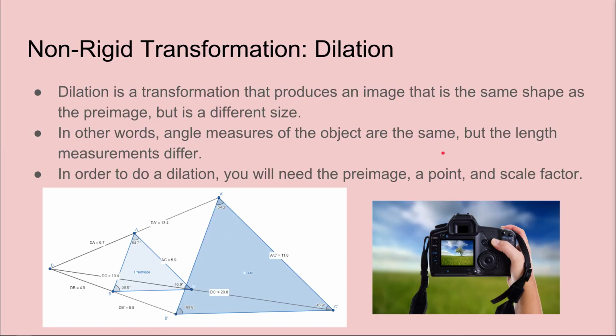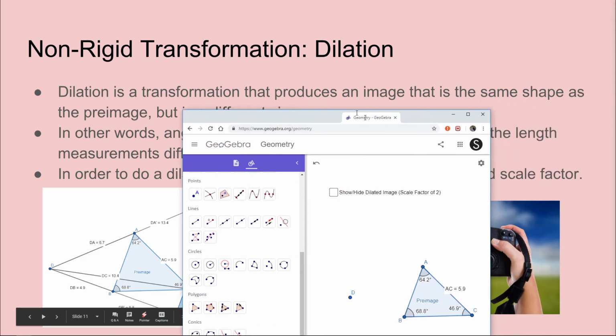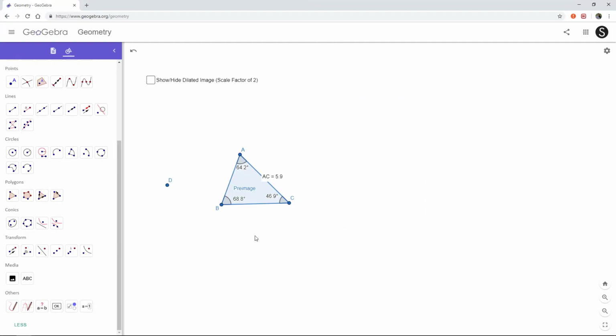Last but not least, let's talk about dilations. So a dilation is a transformation that produces an image that is the same shape as the pre-image, but is a different size. In other words, angle measures of the object are the same, but the length measurements differ. So in order to do a dilation, you will need the pre-image, a point, and a scale factor. And if you're looking at this image, it looks like quite a bit. So let's go ahead and dissect it in GeoGebra.